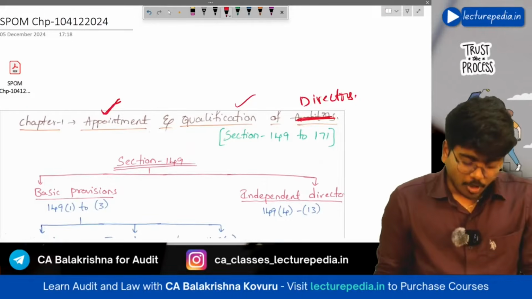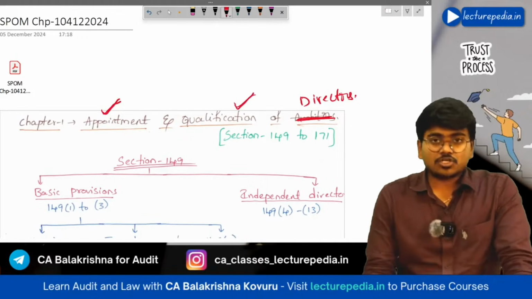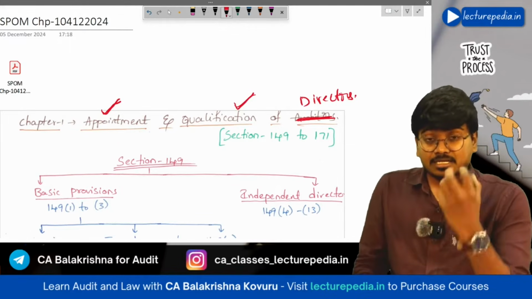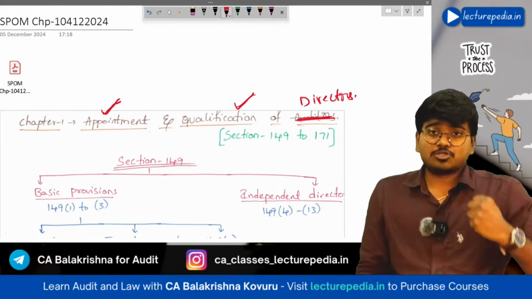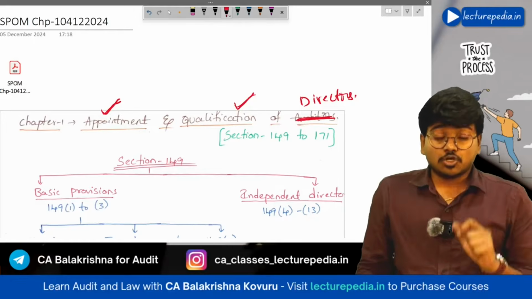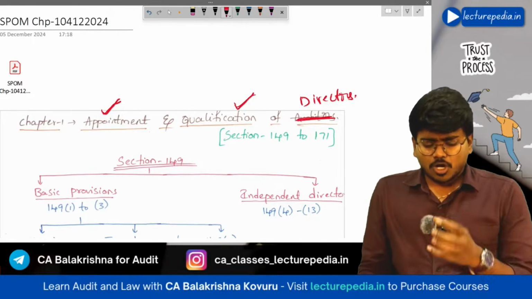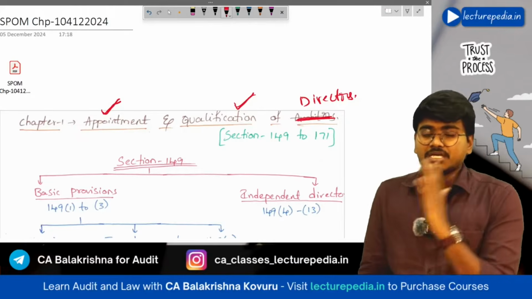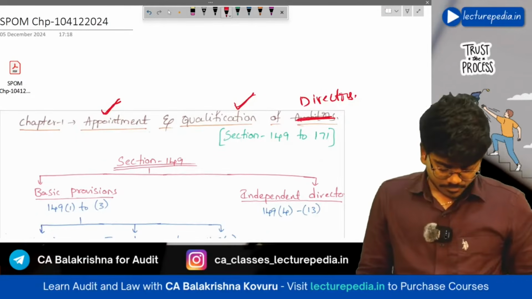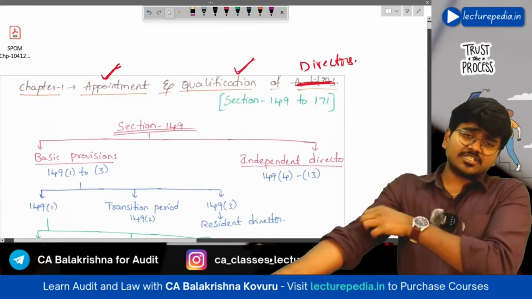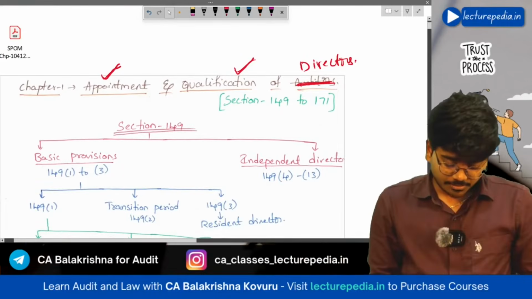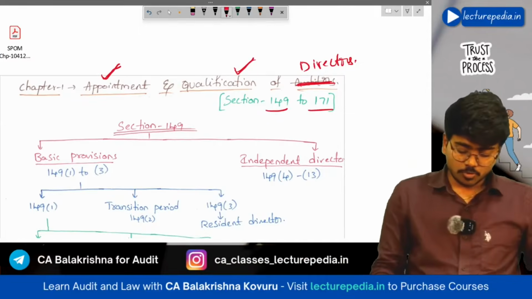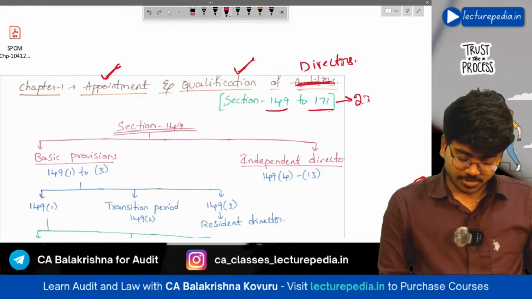So, appointment and qualification of directors. In order to appoint a particular person as a director, certain qualifications have to be possessed by such person. So what are those qualifications? All these basic aspects with respect to the directors we will be seeing in this first chapter, right? And in this first chapter we will be covering from section number 149 to section number 170, almost 23 sections.